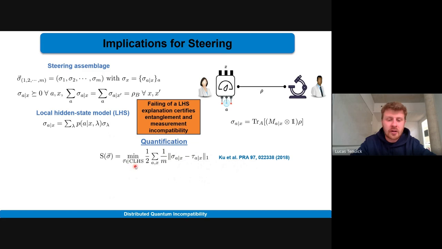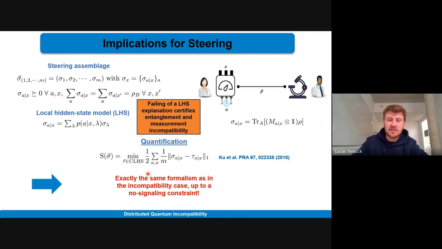What we have to do for a technical condition is we don't just minimize with respect to the local hidden states set, which would be described like this, but by the consistent local hidden state set, which means the tau, if we sum over A, should have the same marginal state as sigma. This is just for if we do a concatenation of steering assemblages, we don't want to have any signaling involved. And then it's exactly the same formalism. We can use exactly the same properties, and we end up with inequalities for steering assemblages where we can learn something similar to incompatibility. And it's so similar, I don't even show the equations.